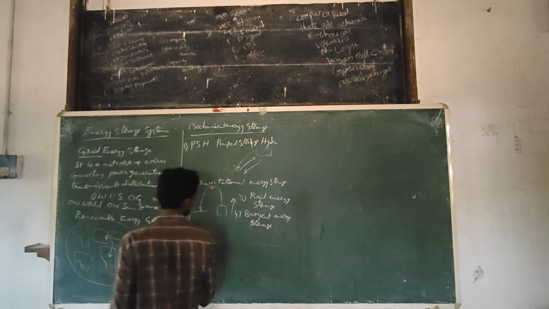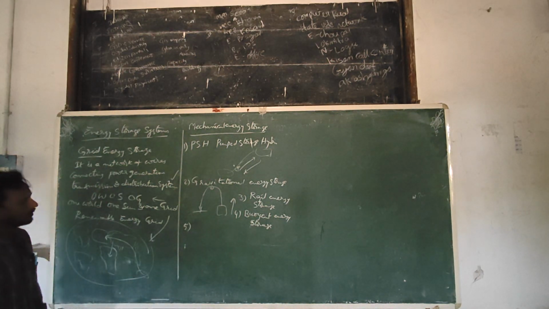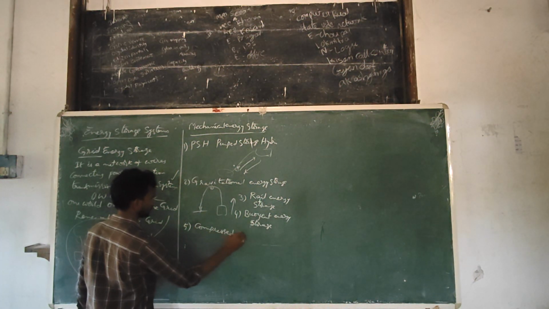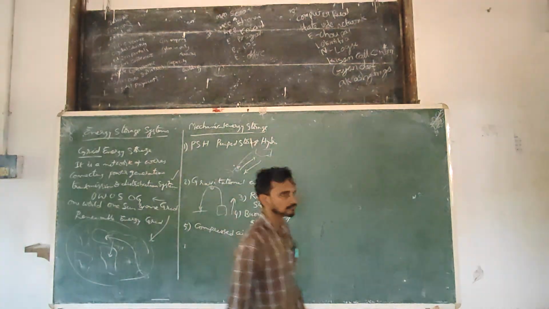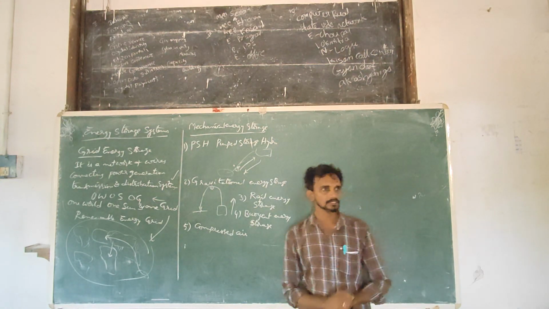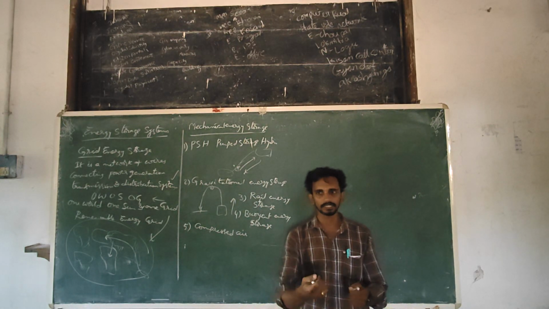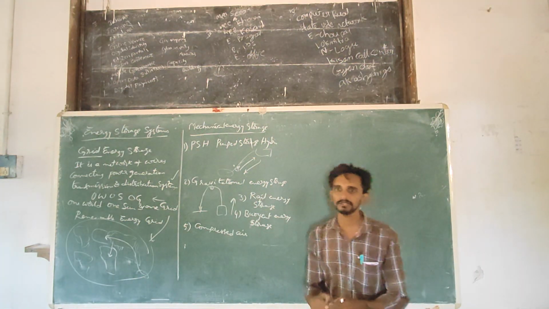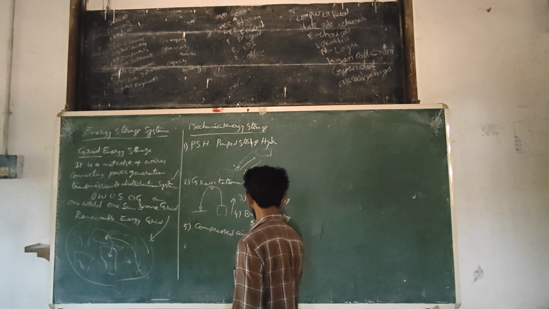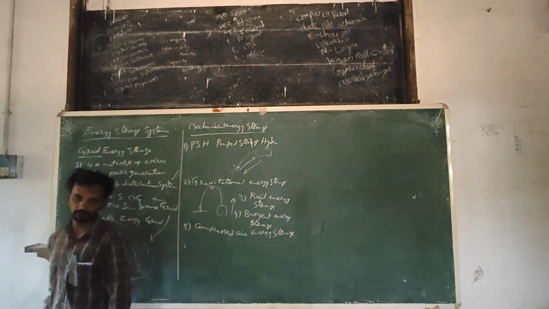And the next method is compressed air energy storage. When you have sufficient energy, you compress air, and when you need it back, it will be released, and that high pressure air will run the turbine. So this has two different methods of storing.